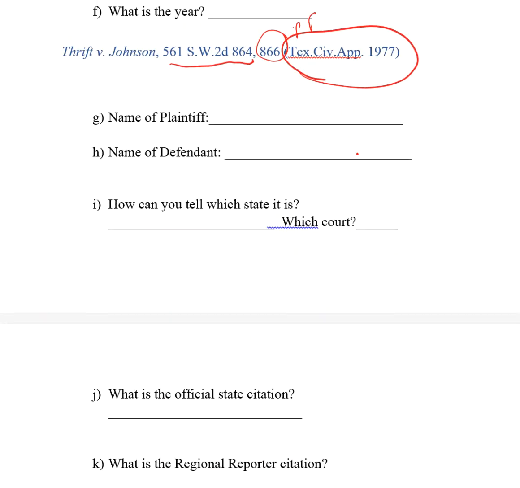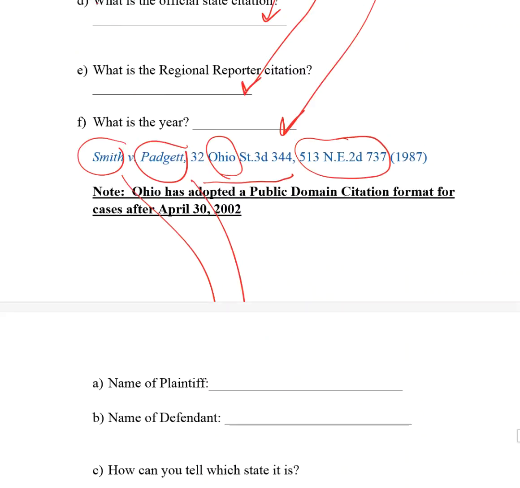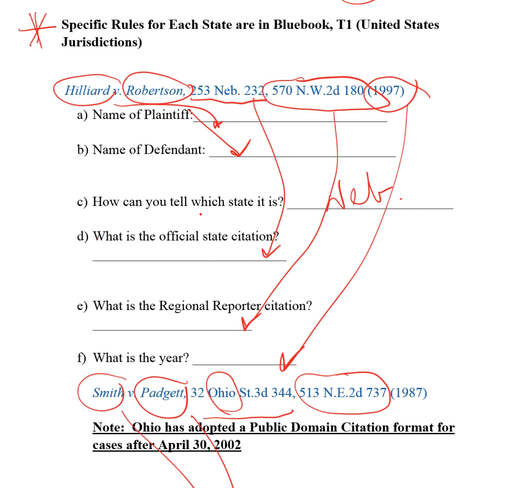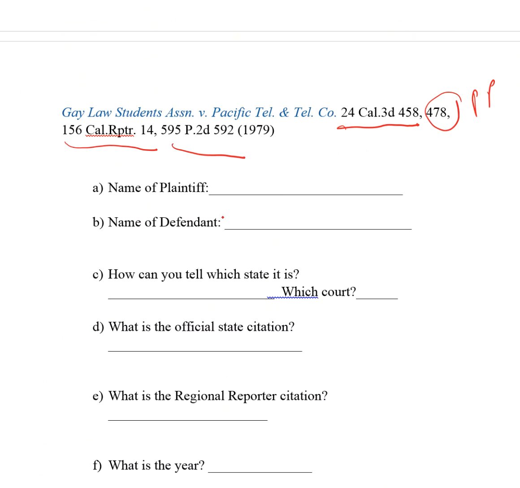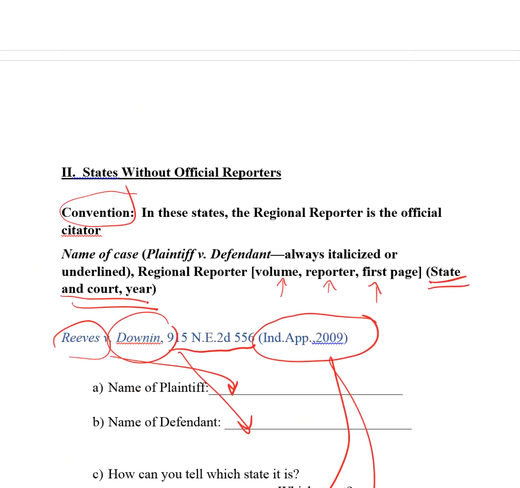If you have state reporters that are official state reporters, then your citation convention is the name of the case, the official reporter, and then the regional reporter, and then the year. If you have a state where you do not have an official reporter, your convention is the name of the case, then the regional reporter citation, and then in parentheses the state and court, comma, and then the year, so that you can distinguish them.